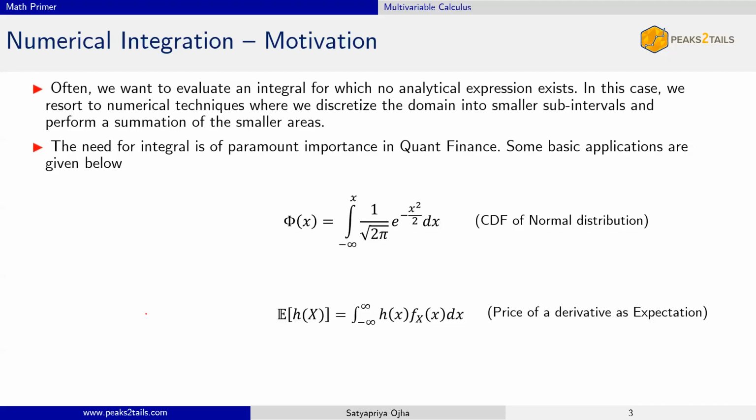And how do we go about it? So basically, if you want to evaluate an integral and there is no analytical expression that exists, in this case, we resort to numerical techniques. What we'll do is we will divide the interval over which we are trying to perform the integration. We'll discretize that interval into smaller segments, which are called sub-intervals, and then calculate the area of those regions over that small interval, and then add everything. That will give you an approximation of the area under the curve, which is nothing but the integral.